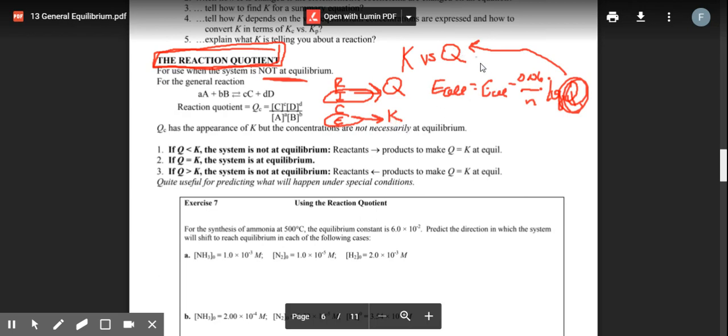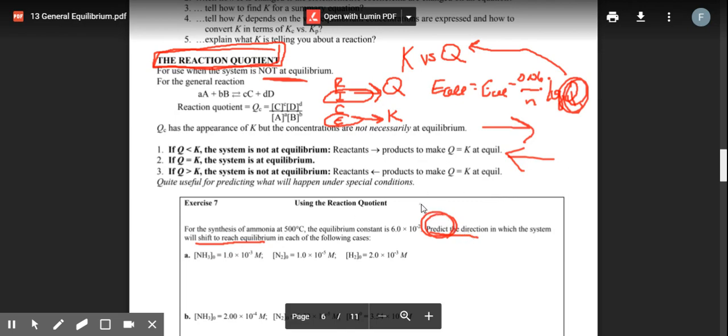Now, when do I use this whole K versus Q approach? Well, you use this approach anytime you're trying to predict a direction that the system will shift to reach equilibrium. This is your keyword right here: predicting a shift to reach equilibrium. Because, like I said, Q means we're not at equilibrium yet. We're trying to figure out, do we need to keep going to the products to reach equilibrium? Or, because these reactions are reversible, do we need to backtrack? Do we need to start making more reactants in order to reach equilibrium? So this is our approach whenever we're trying to do this.